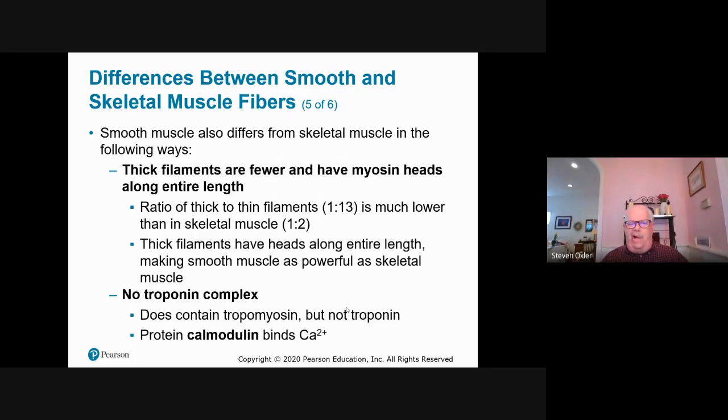Another way that smooth muscle differs from skeletal muscle is that the thick filaments are fewer and there is no troponin. It does have tropomyosin, but there is no troponin. There is another protein called calmodulin, and this binds calcium so that there is a contraction.